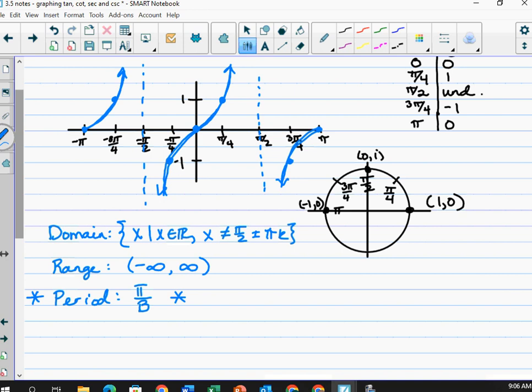How far is it from -pi over 2 to +pi over 2? Because that's how far apart the asymptotes are. And you see a full cycle of the graph in that 1 pi.